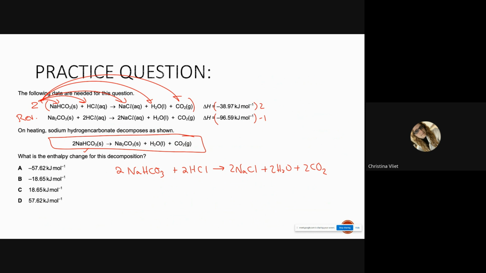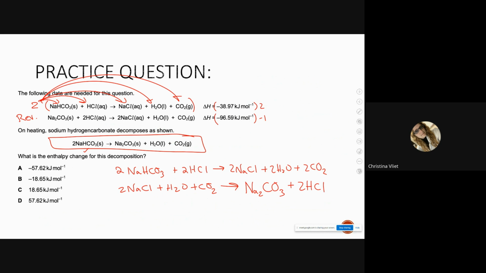The second one, what did I say we needed to do? Reverse it. That means that these products are now the reactants. So we would write 2 NaCl plus H2O plus CO2. And what are my new products? These are reversed, so these are the reactants and these are the products. So Na2CO3 and 2HCl. Everything down.